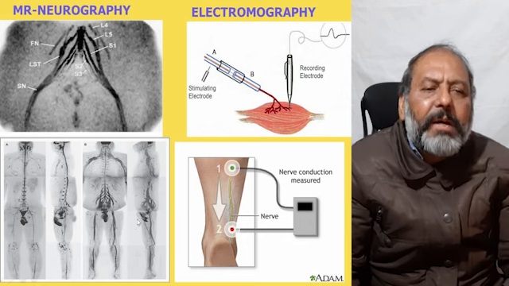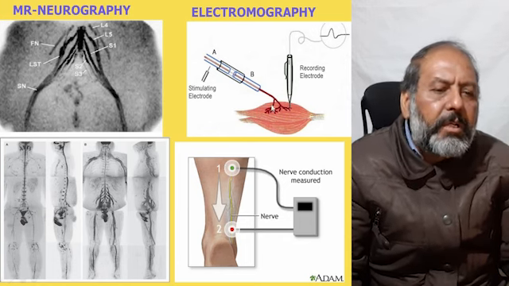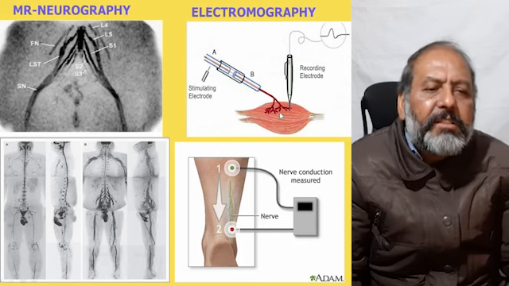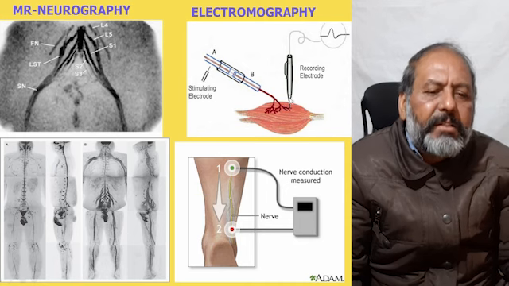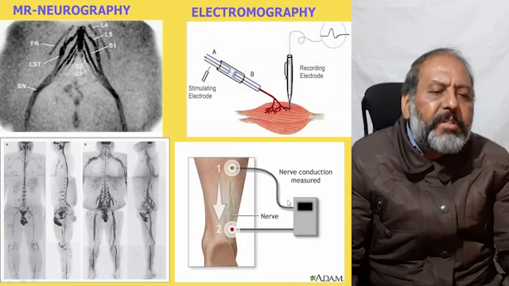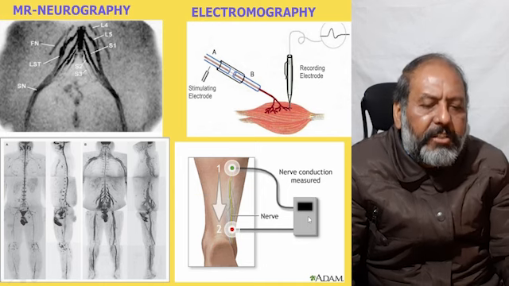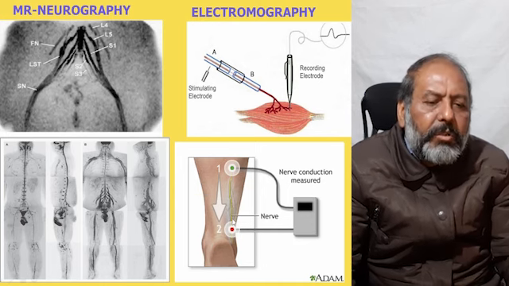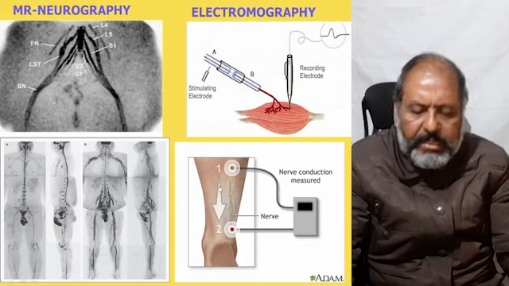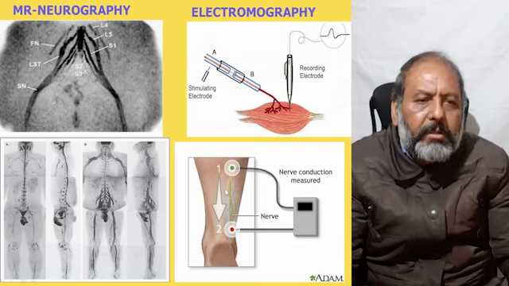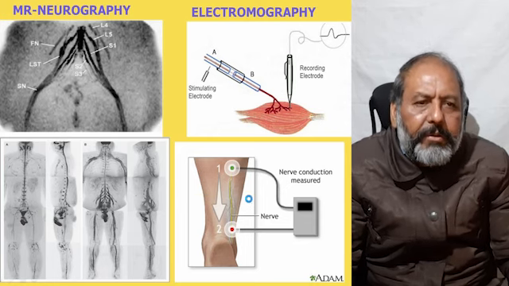Then electromyography: a stimulating electrode is applied to the muscle, and the muscle contraction and movement are recorded by this electrode, and this machine measures the nerve conduction, and that tells about the function of the muscle, whether it is working normally or not. So this is electromyography.